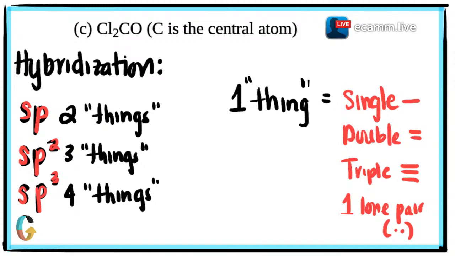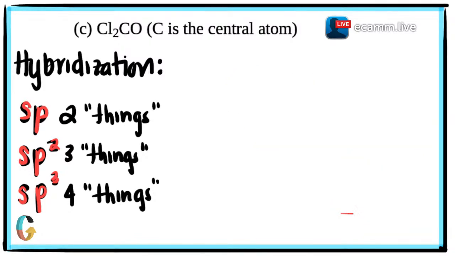Keep in mind that a double bond has two letters, or like two lines, but we will classify it as one thing. Okay? Now with that background, all we have to do is just figure out how many things are around these atoms, and then we'll figure out the hybridization. So I'm just going to erase this. Hopefully you guys wrote that down. So it's going away.